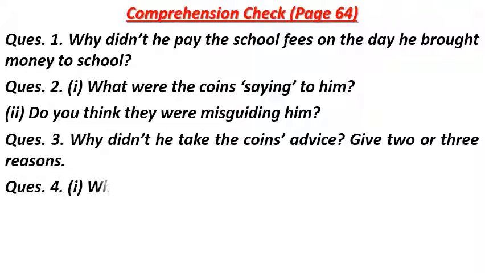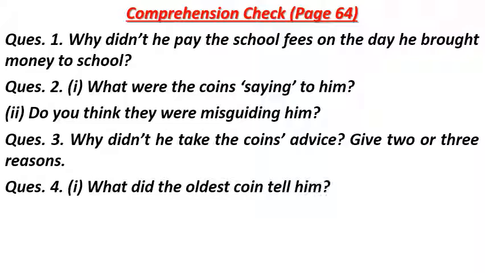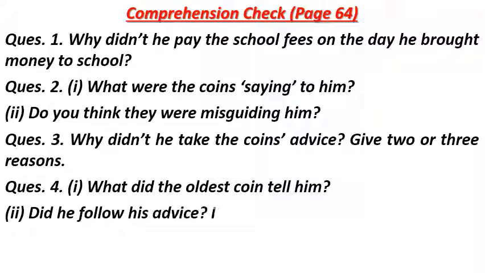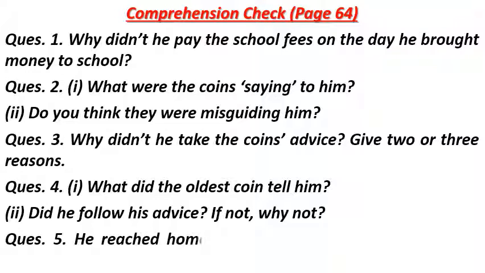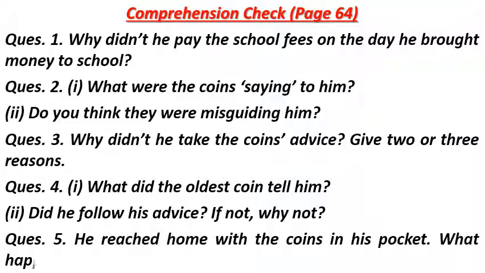Question number 4 is part 1, what did the oldest coin tell him? Part 2 is, did he follow his advice? If not, why not? Question number 5 is, he reached home with the coins in his pocket. What happened then? So that's all for today. This is the end of the lecture.